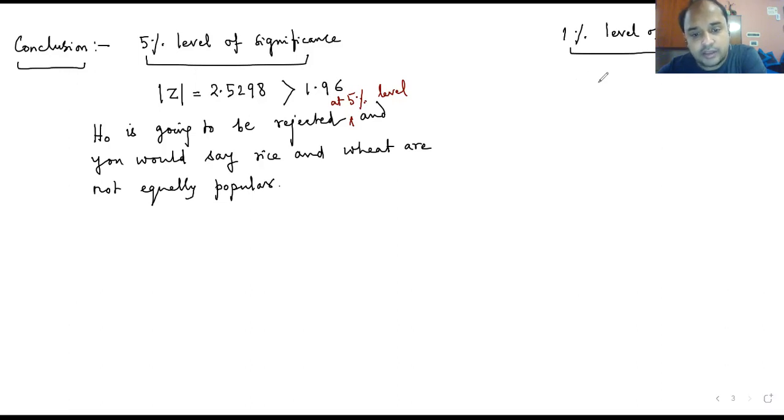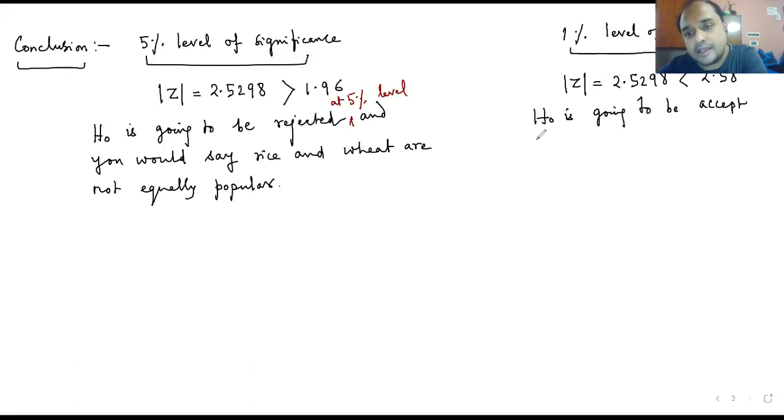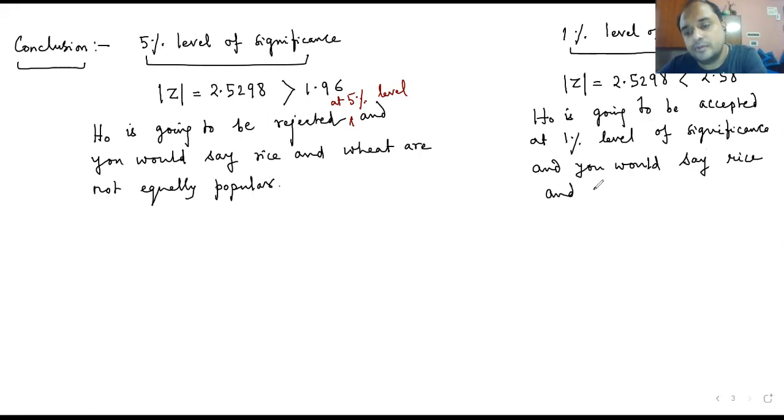Same situation, if I consider the 1% level of significance, you see that this 2.5298 is less than 2.58, and therefore H0 is going to be accepted at 1% level of significance, and you would say rice and wheat are equally popular in the state of Maharashtra. Two conclusions of the same problem.